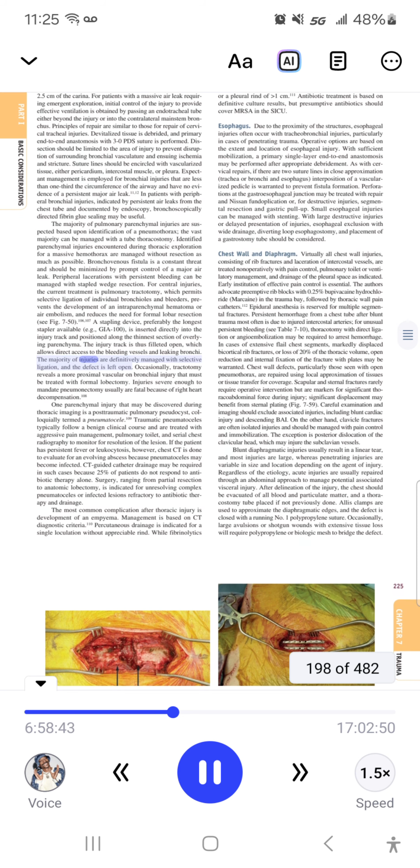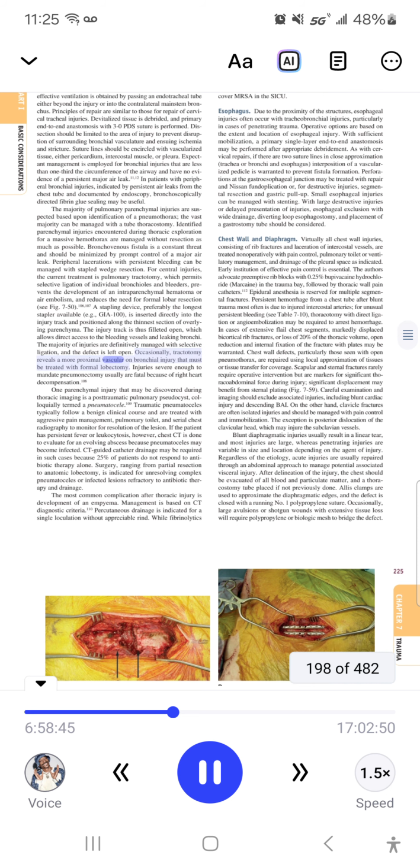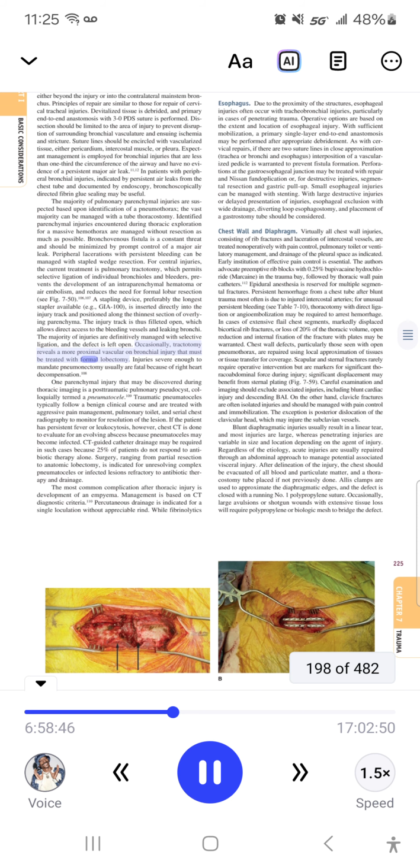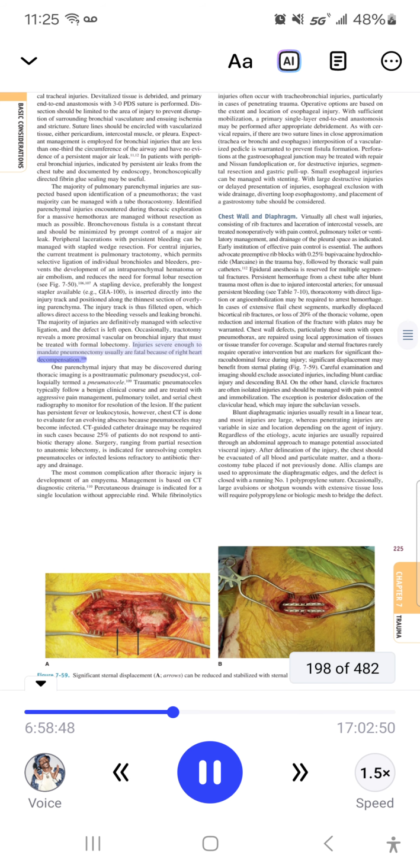The majority of injuries are definitively managed with selective ligation, and the defect is left open. Occasionally, tractotomy reveals a more proximal vascular or bronchial injury that must be treated with formal lobectomy. Injuries severe enough to mandate pneumonectomy usually are fatal because of right heart decompensation.